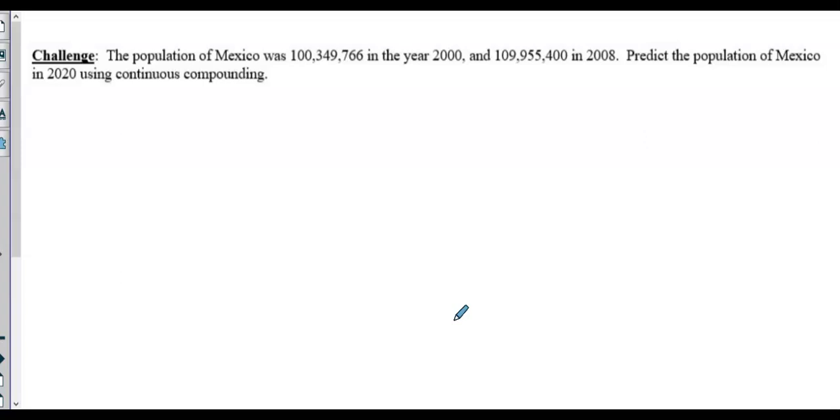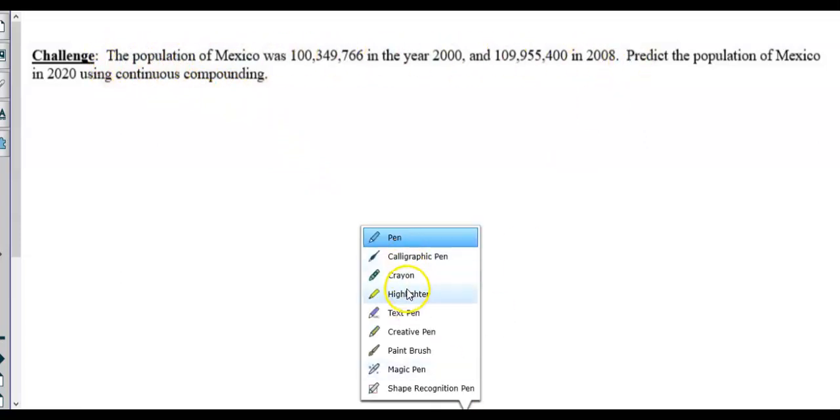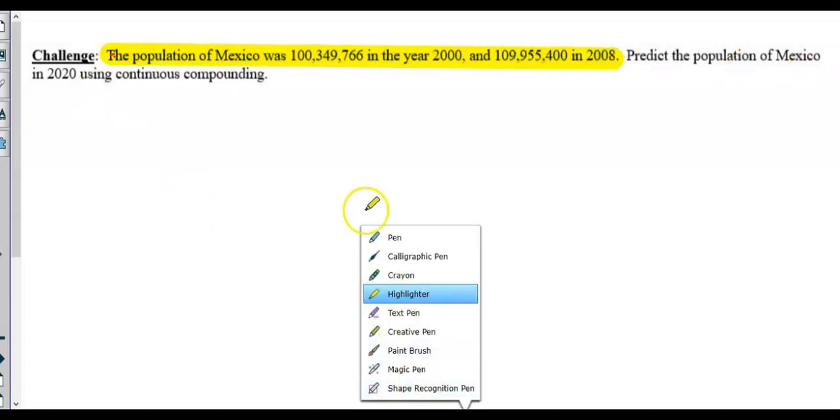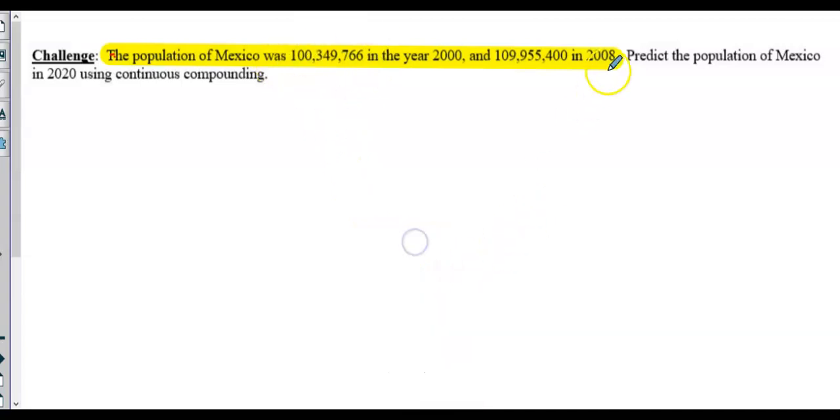So there's a two-part problem. Let's look at just this part right here first. Population of Mexico. We're not going to look at the other part yet. The population of Mexico in the year 2000 was this number right here. In the year 2008 was this number right here. So we have two numbers. We have our future value, so this would be like our amount right here, and then this was our initial value, so this would be like our principal. Our time is 8 years. So T is 8 years, because it's from 2000 to 2008.